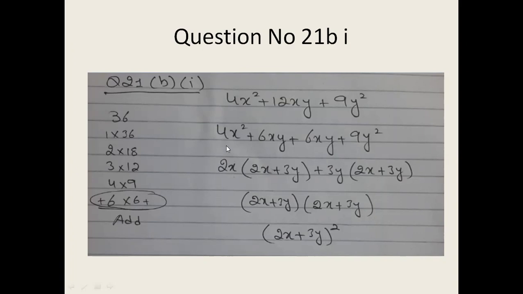Okay. So you have 4x square plus 6xy plus 6xy plus 9y square. So from the first two terms, I can take the 2x common. So you will have inside the bracket 2x plus 3y. And from the last two terms, I can take the 3y common, and you will have 2x plus 3y. So take that bracket common, you will have 2x plus 3y into 2x plus 3y, and the 2x plus 3y whole square.